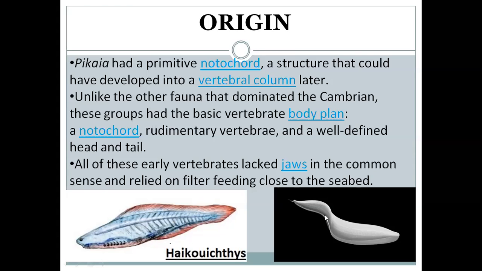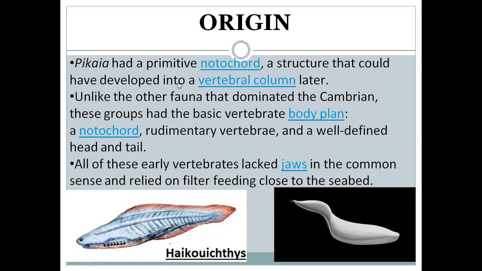These three genera which we have talked about just now are not vertebrates. Don't forget this, keep it in mind. These are acraniates only. They do not possess any vertebral column, but they have undergone some changes, due to which vertebrae developed in them. Haikouichthys and Pikaia are supposed to be ancestors of the first vertebrates. Pikaia had a primitive notochord, and this primitive notochord could have developed into a vertebral column later.